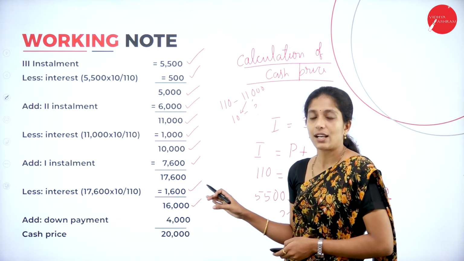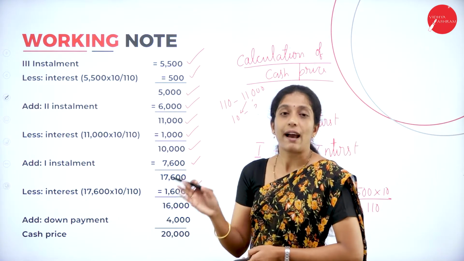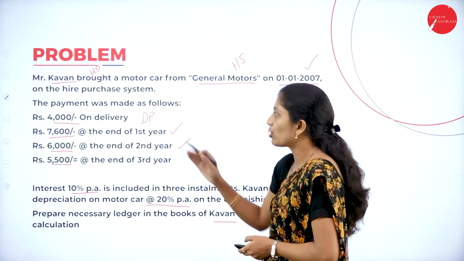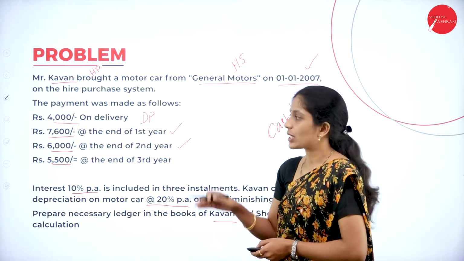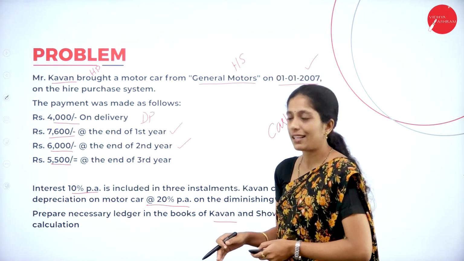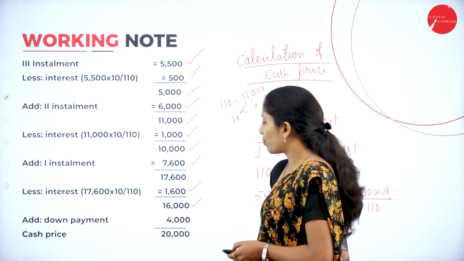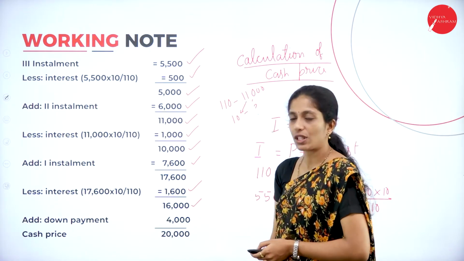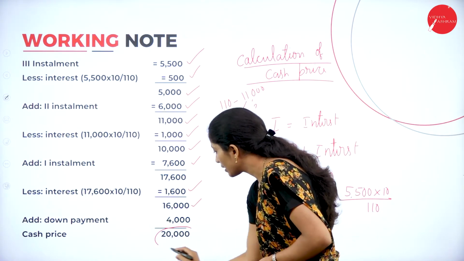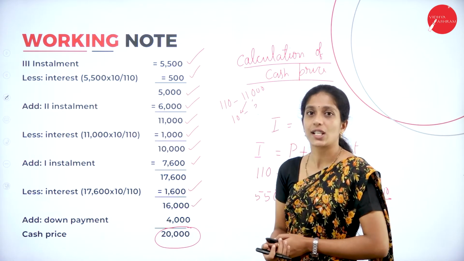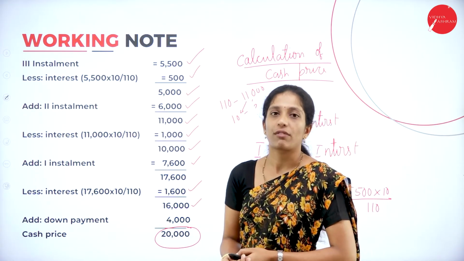For this 16,000, they have even made the down payment. Down payment is also given. How much? 4,000, that is rupees 4,000 on delivery. So add this down payment, 16,000 plus 4,000, so we'll get 20,000. So what is this 20,000? This is cash price of the asset.